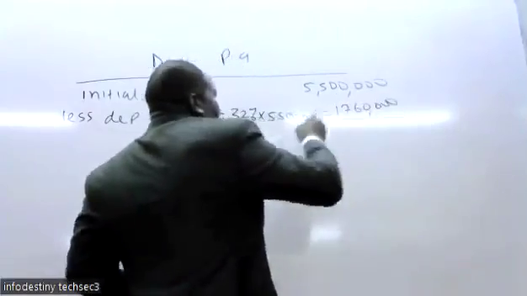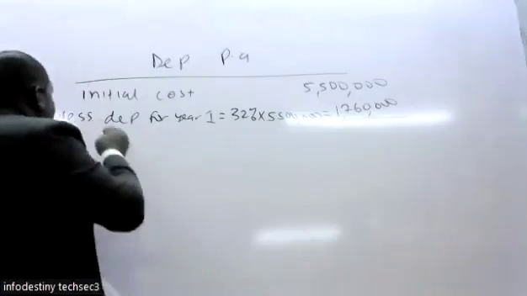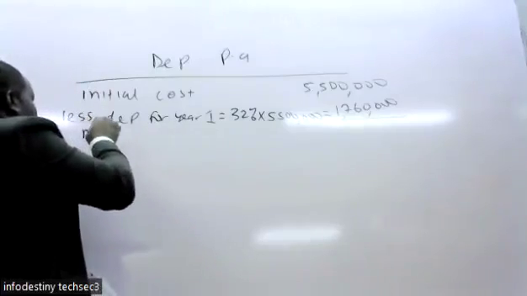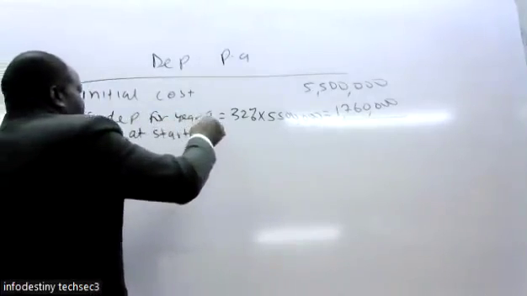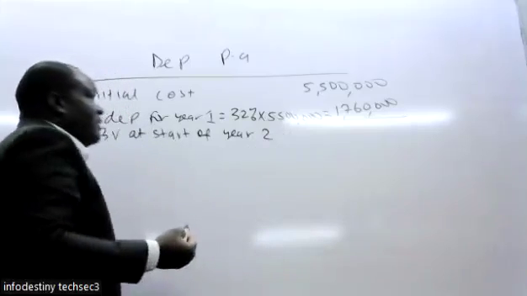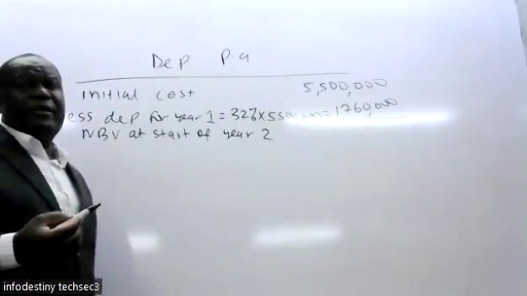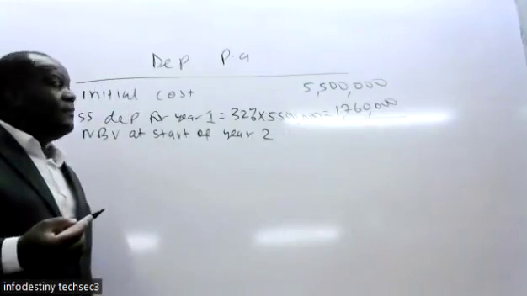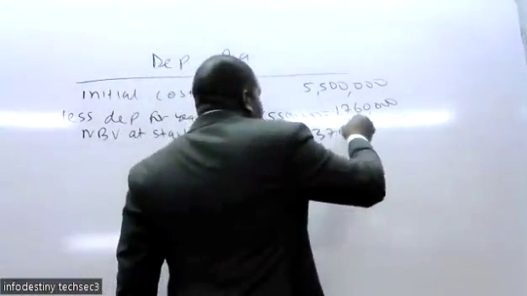So you will be required to subtract that figure from the initial cost to get the net book value at the start of year 2. So when you net, what is the net book value at the start of year 2? 3.74 million.